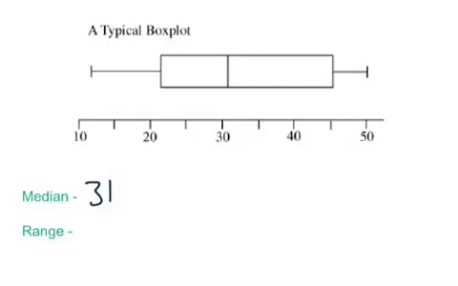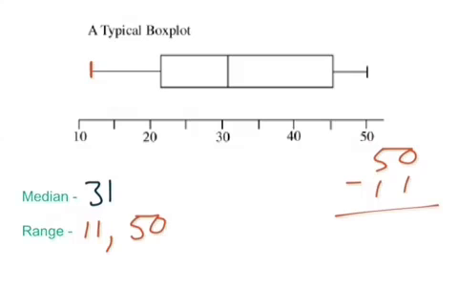How about the range? Well, the range is the difference between the biggest and the smallest number. So let's locate our smallest number. We know it's where this begins, right here. Let's say our smallest number is 11. Let's say that our largest number is where this ends, right there. It looks to be right on 50, so let's say our largest was 50. So the range is going to be 50 minus 11, and that should get us 39. So the range should equal 39.